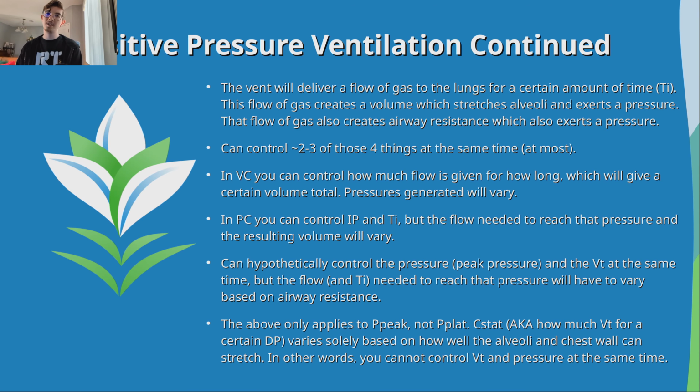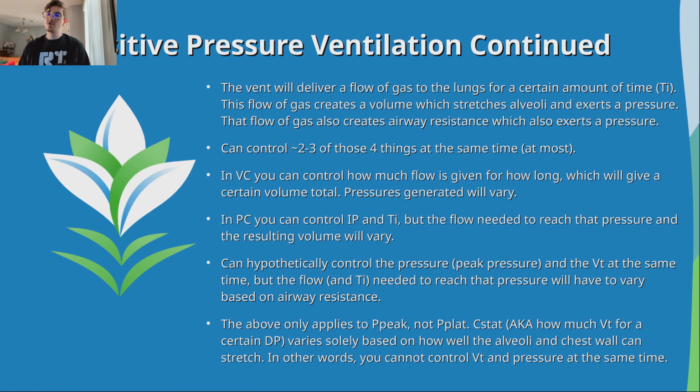So now we're going to talk a little bit more about positive pressure ventilation. The ventilator will deliver a flow of gas to the lungs for a certain amount of time. This is the I time. This flow of gas creates a volume which stretches alveoli and exerts a pressure. That flow of gas also creates airway resistance, which also exerts a pressure. Now that's basically just summing up what we just talked about a couple slides ago, right?